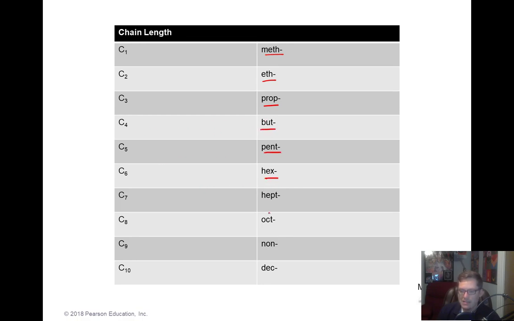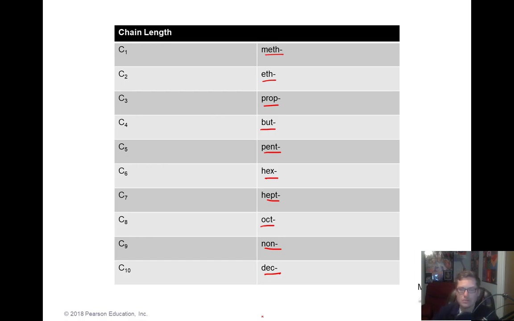6 is hex, 7 is hept, 8 is oct, 9 is non, and 10 is dec. All right, so you've got to memorize those. Some of them are very similar, right? 7 in both is hept, that's nice. 8, 9, and 10 are all the same, right? That's nice. But 1, 2, 3, and 4 are all different, okay? And that's really what throws people off, all right?